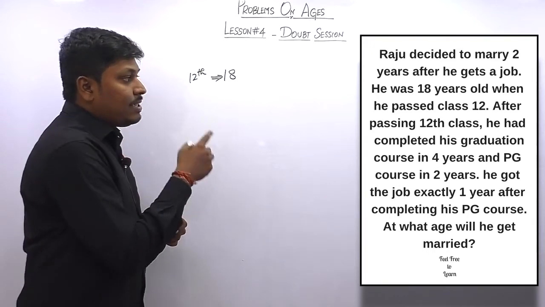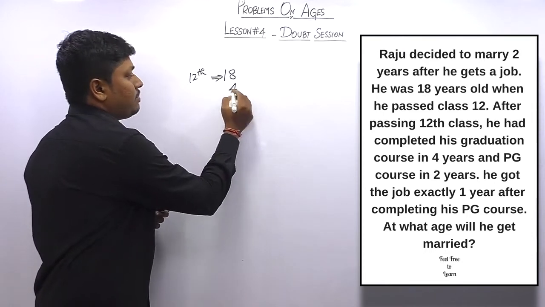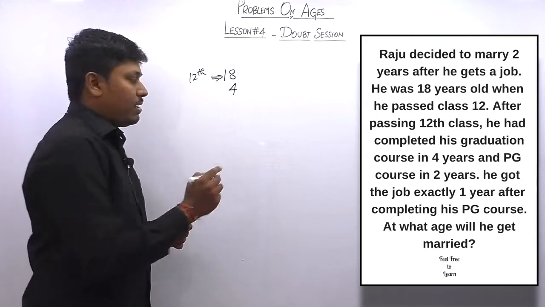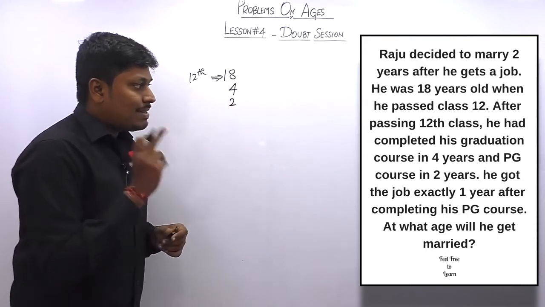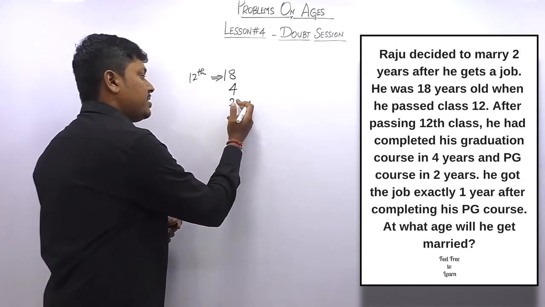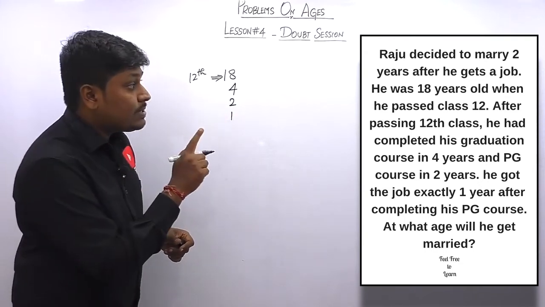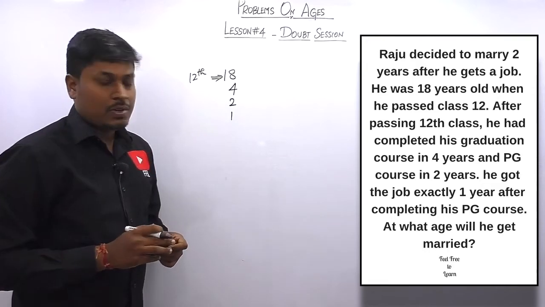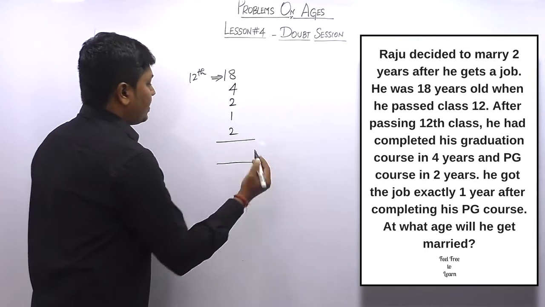And then he completed his graduation course in 4 years. So another 4 years, so 18 plus 4. And then he did a PG course, that is 2 years, so another 2 years. And then he got the job exactly 1 year after completion of the PG course. But the first point they are saying is Raju decided to marry 2 years after he gets a job. Then we can say another 2 years. So if you add all the values, you will get an answer, right?